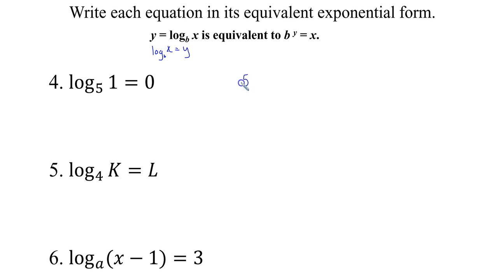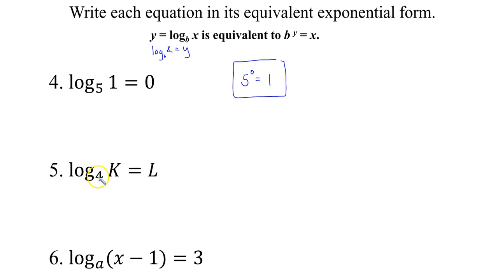So I have 5 to the, and what the logarithm is equal to is the exponent for my base, so 0. So 5 to the 0 is equal to 1. And that's my final answer. I don't want to do anything else. You do know that 5 to the 0 is equal to 1, so it's kind of a nice way to check and make sure you're doing that correctly.